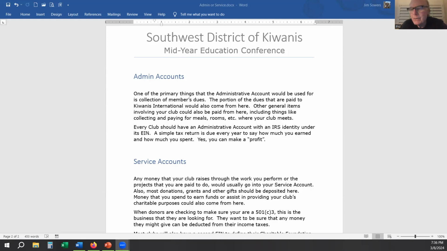But basically, that's how we come to this dichotomy where you have an admin account and a service account, which is no longer really a service account, it's a foundation, because that's the only way the IRS will recognize it as a charity. Right. And so a lot of clubs have admin accounts now, but their other account is really their foundation account, and they run two separate checking accounts. So that's sort of the history of how we got to where we are, and why we're saying that you really need to have the two entities, the club and then the club foundation.